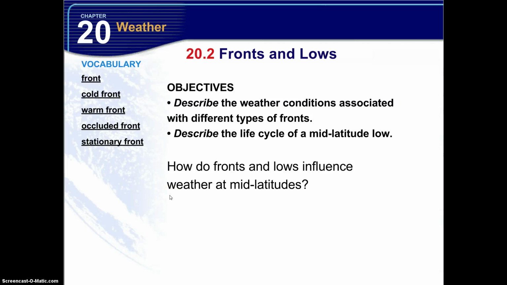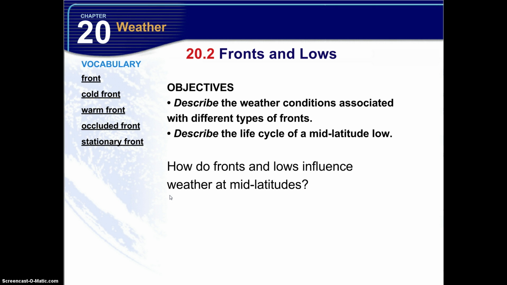Okay, up next we have 20.2, fronts and lows. Vocabulary list is right there on the left: front, cold front, warm front, occluded front, stationary front. We have two objectives: describe the weather conditions associated with the different types of fronts, and then describe the life cycle of a mid-latitude low. Big question here is, how do fronts and lows influence weather at mid-latitudes?